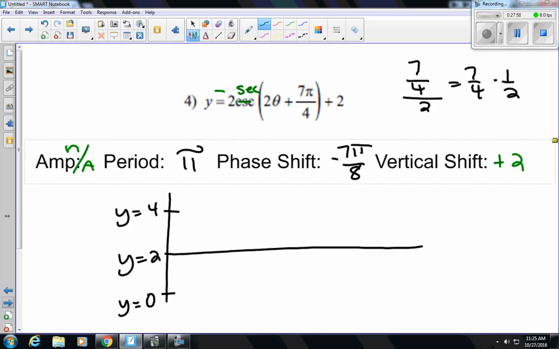Okay, good. So we have everything we need to start my grid, and so I'm going to start at negative 7 pi over 8 plus pi, which is 8 over 8. See, I like the way you're thinking. 8 over 8 minus 7 over 8. Pi over 8. That's where I'm going to finish. Pi over 8.